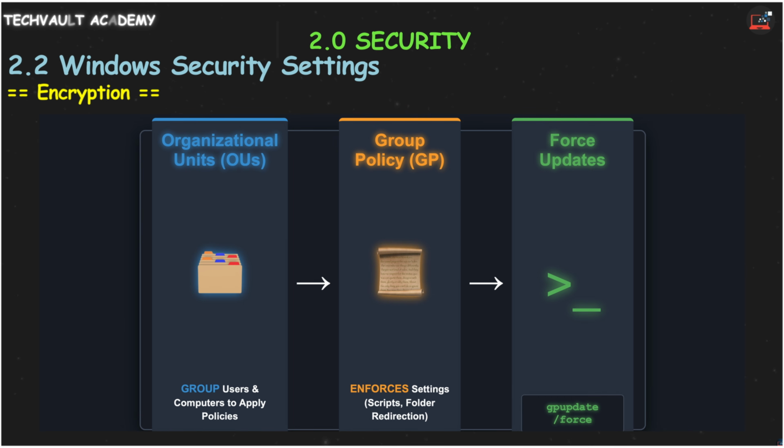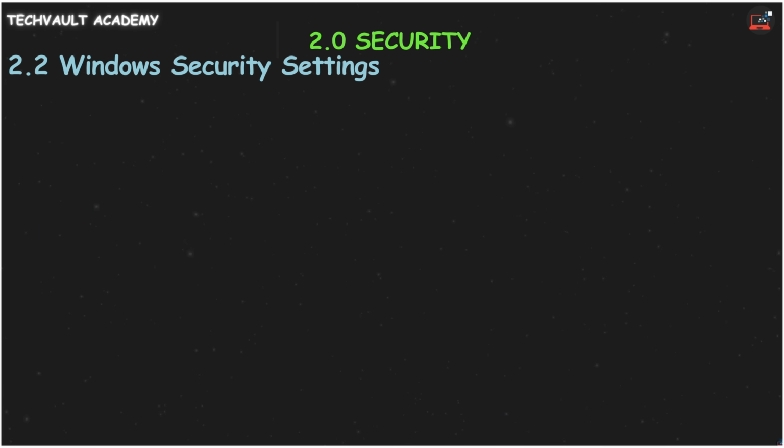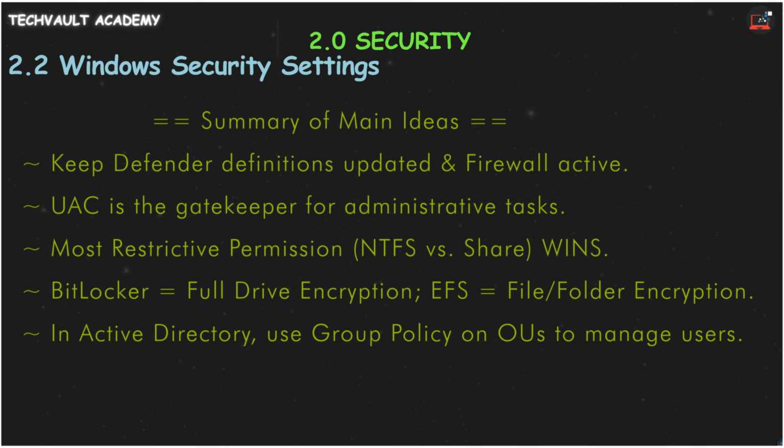Group policy is how we enforce settings across the network, like assigning login scripts, creating private home folders for users, or using folder redirection to automatically back up a user's desktop and documents to a server. When you make a group policy change, you can force it to apply immediately with the command gpupdate /force.